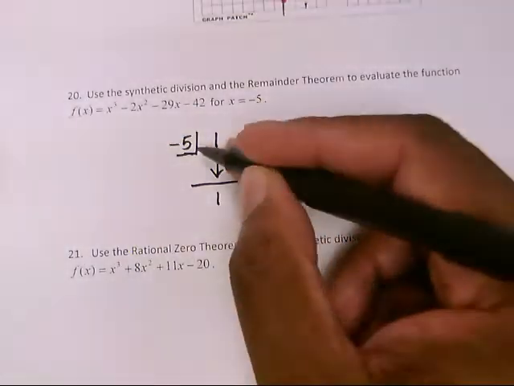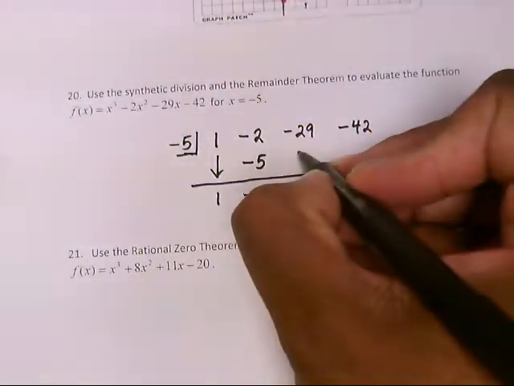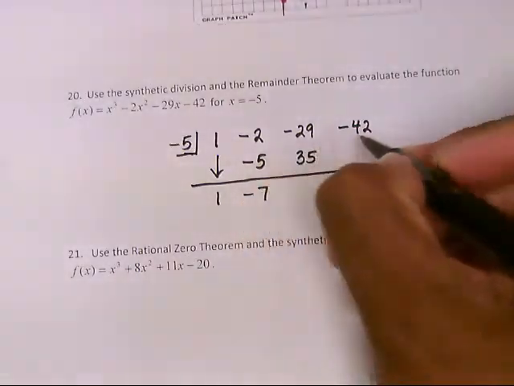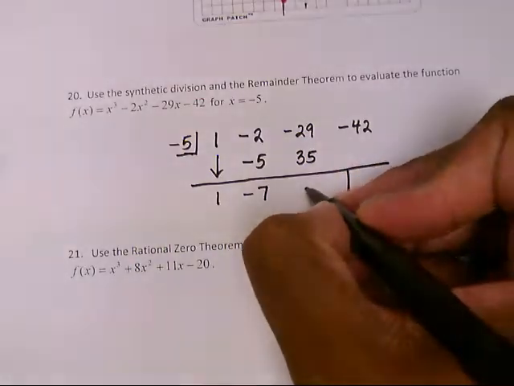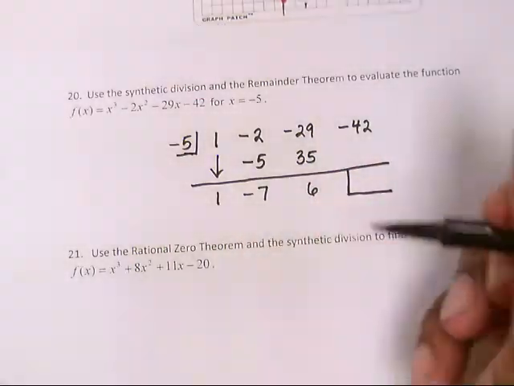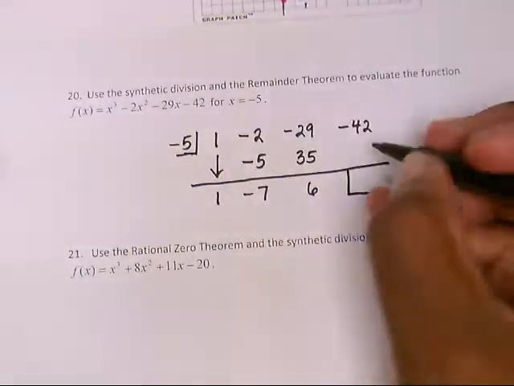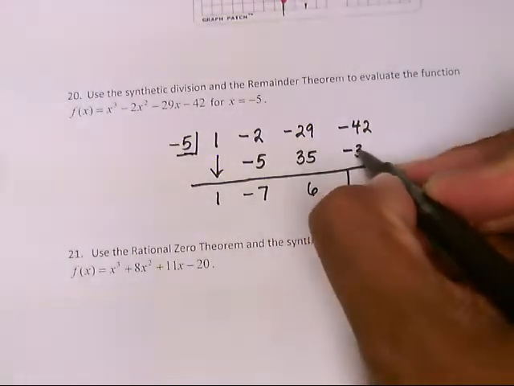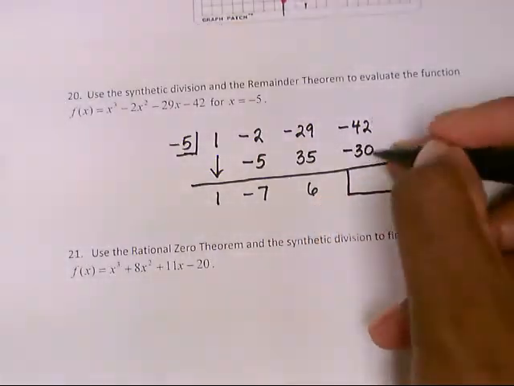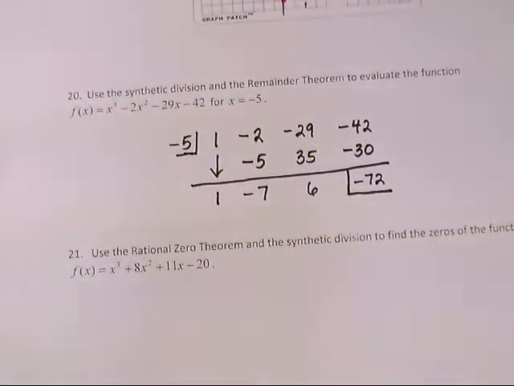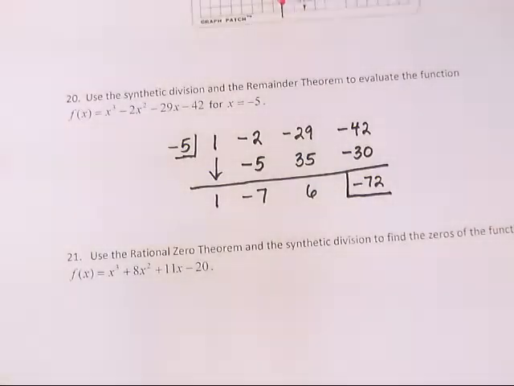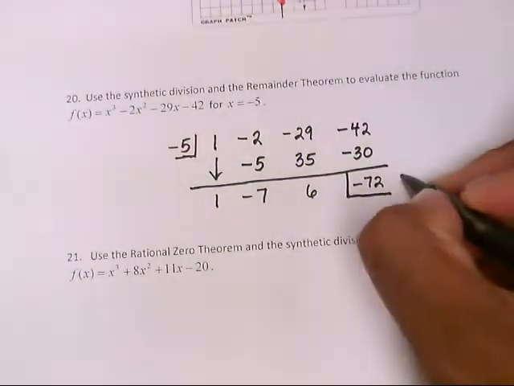So here I'll do negative 7 times negative 5. That's going to be a positive 35. And then add negative 29 and 35 together, you'll get 6. And then finally do 6 times the negative 5, which will be negative 30. Add these two numbers together, negative 42 and negative 30. Negative 72.